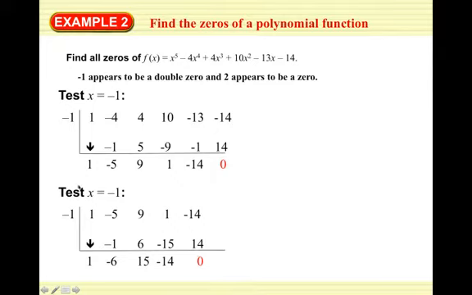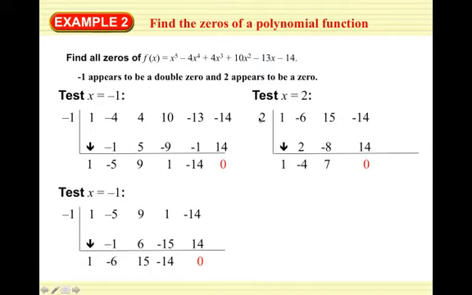So we've just shown that negative 1 is a double zero, and that f of x equals x minus negative 1 times x minus negative 1 times x cubed minus 6x squared plus 15x minus 14. So we want to take these coefficients from this quotient, and we want to try the 2 and see if that works.